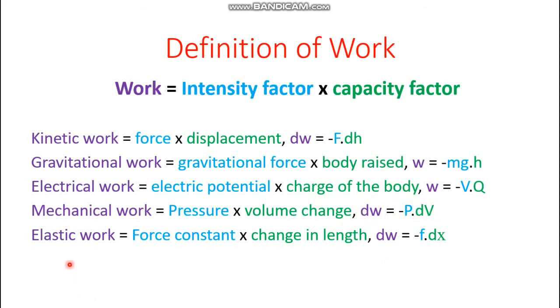And finally, elastic work is force constant into change in length. So minus F is the force constant and dx is the change in length. So that's all about the concept of work and its definition and their different mathematical relationships.